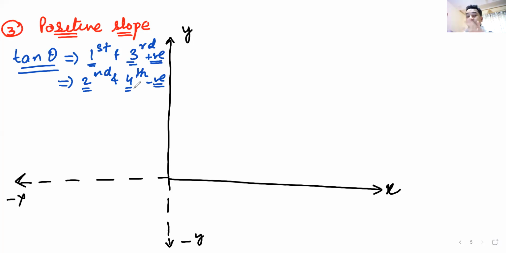Looks good. So tan theta is positive in first and third quadrant. Tan theta is negative in second and fourth quadrant. Now, what do you mean by a line lying in the first quadrant? What do you mean by a line lying in the third quadrant? Can anyone tell me what a line lying in the first quadrant looks like?